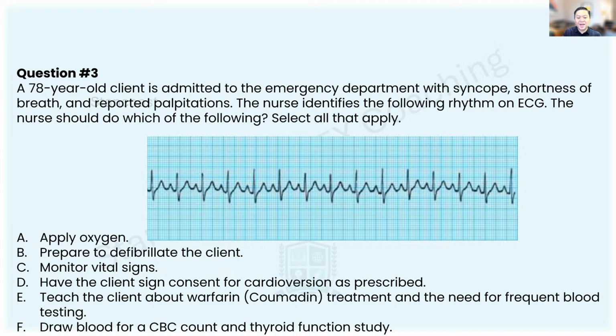Select all that apply. Are you going to apply oxygen for A? Are you going to prepare to defibrillate the patient? Are you going to monitor the vital signs for C? Are you going to have the patient sign the consent for cardioversion as prescribed? Or is it E, teach the client about the warfarin, Coumadin treatment? Or is it F, draw blood for CBC count and thyroid function study?